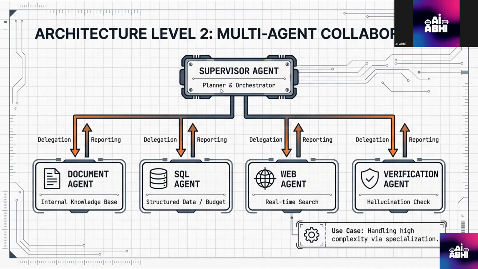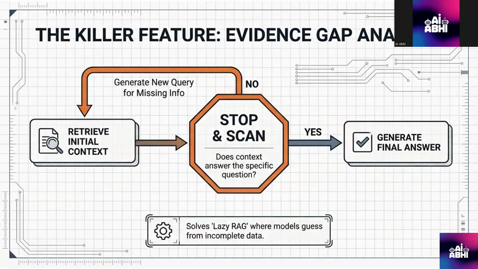Yeah. Next comes the evidence gap analysis pattern. So this is my favorite pattern and the one that really shows what agentic RAG can do. After retrieval, instead of just sending the chunks to the LLM, the agent runs an evidence gap analysis. So it asks, does the retrieved context contain enough information to fully answer the question? Are there specific sub-questions that aren't covered here?